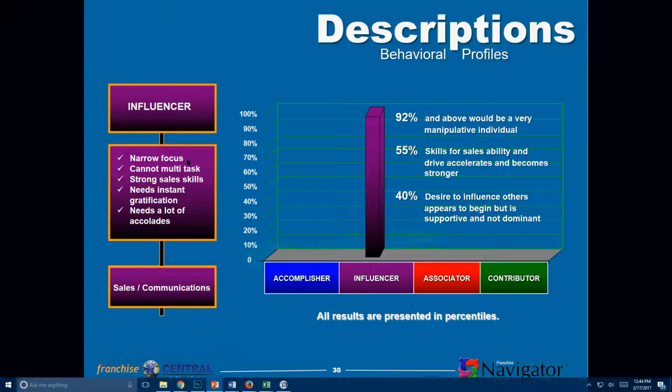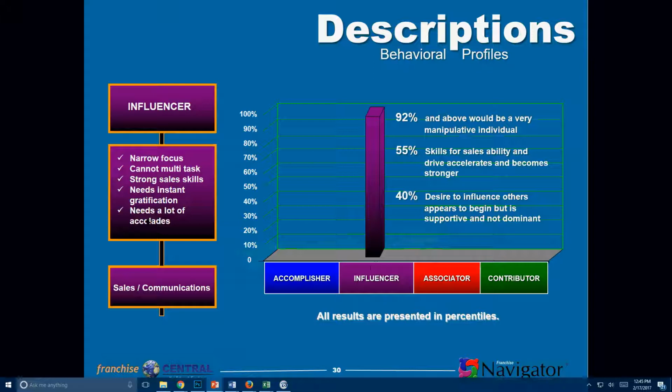So the influencer has a narrow focus. All they want to do is sell. They cannot multitask. They have very strong sales skills, so you want them on the front end, but in a franchise, you want to make sure that they get involved with a company that provides the kind of support that a Budget Blinds does, or a Money Mailer does, or a Supporting Strategies does, so that they're not doing the detail of the work, because they don't have an attention span like the associator or the accomplisher or the contributor. Very short attention span.